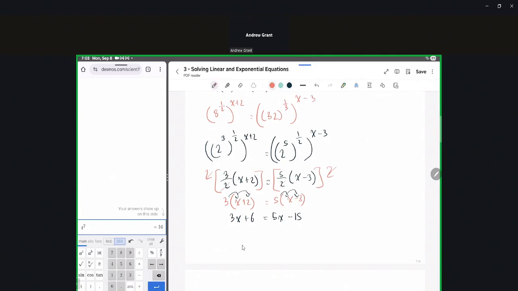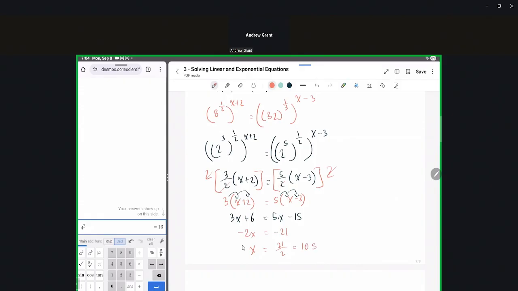So we shall subtract 5x from both sides, which will give us negative 2x. We'll minus 6 from both sides, which will give us negative 21. So we have negative 2x is equal to negative 21. Dividing both sides by negative 2 gives us our answer being 21 on 2, or if you prefer, 10.5.